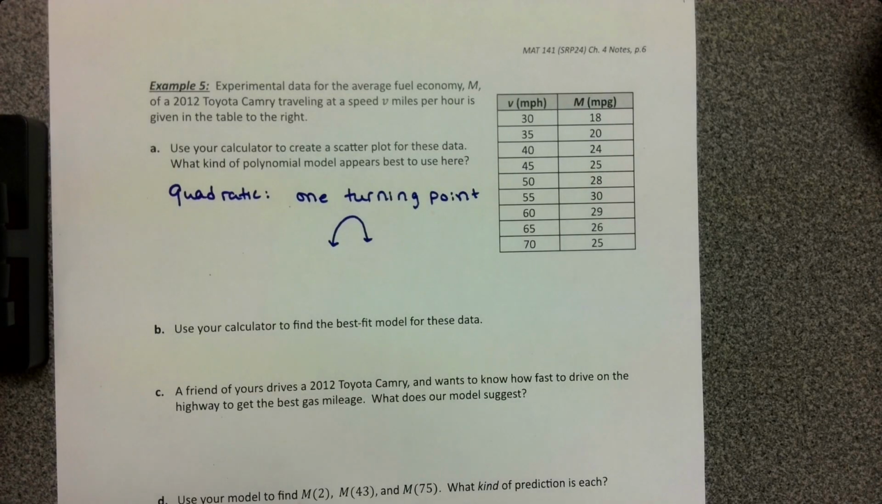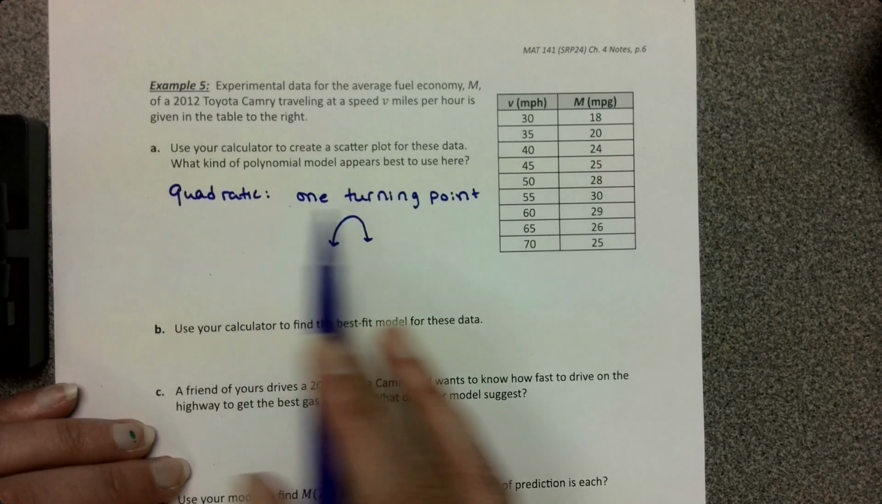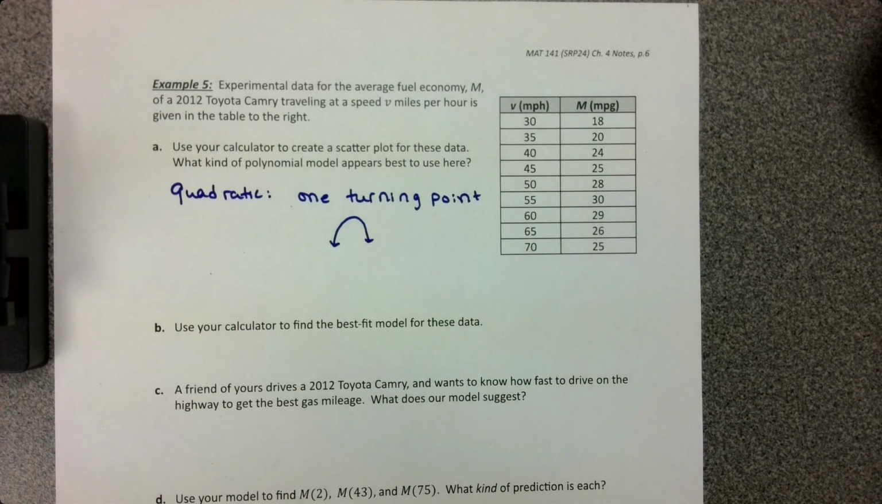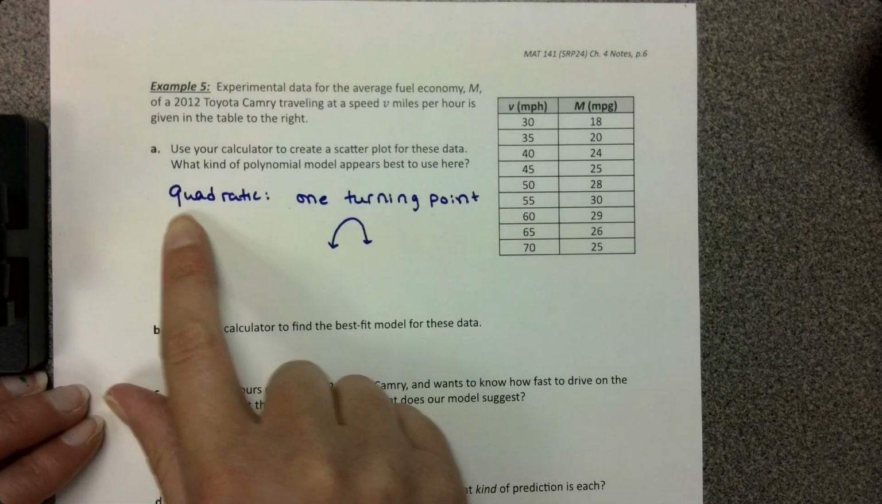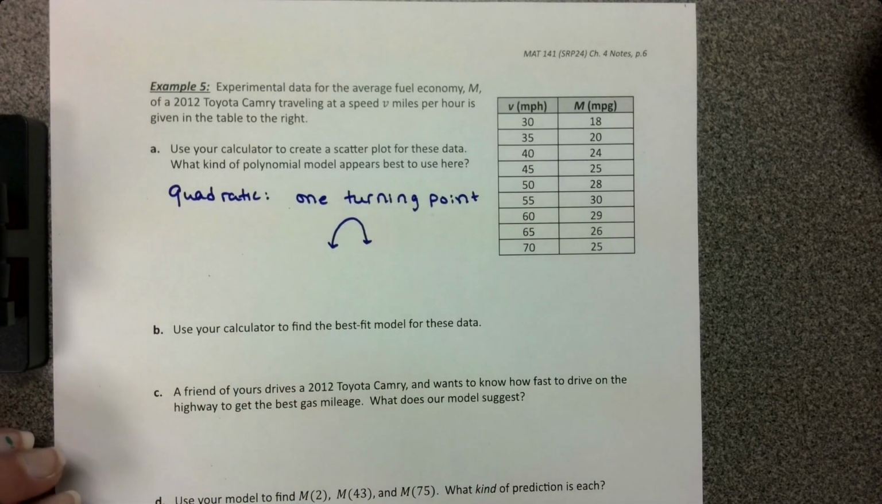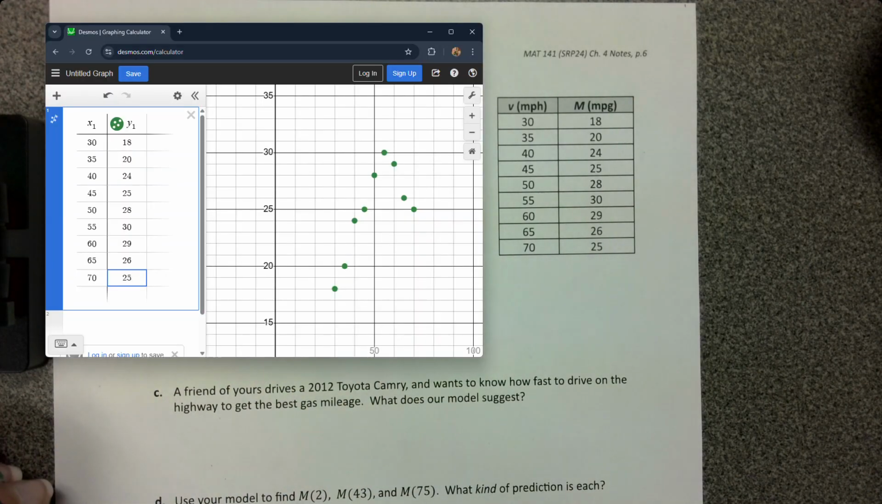Right. It's also important to note that it's always good to use the simplest model possible. I'm going to use a quadratic because it has one turning point. If I used a cubic, it might fit the data better, and it will certainly have a higher r-squared value, because as the degree increases, the r-squared value does automatically as well. But that doesn't mean it's better. We want to use the simplest possible model for each of these. In this case, with one turning point, that simplest possible is going to be a quadratic.